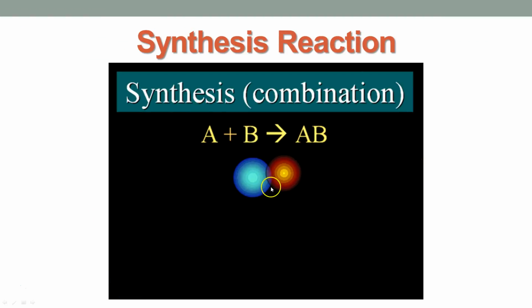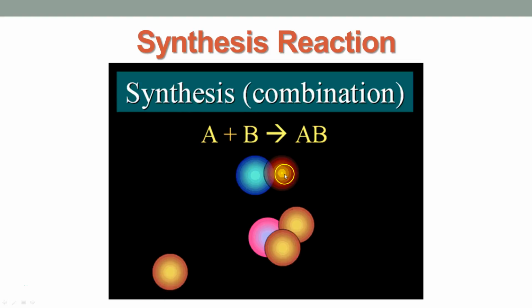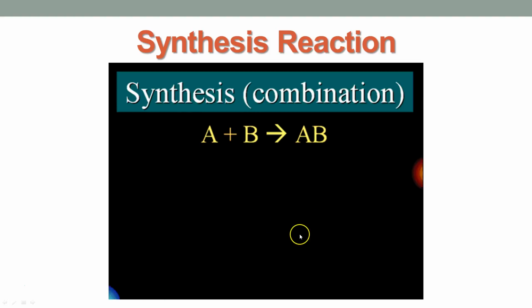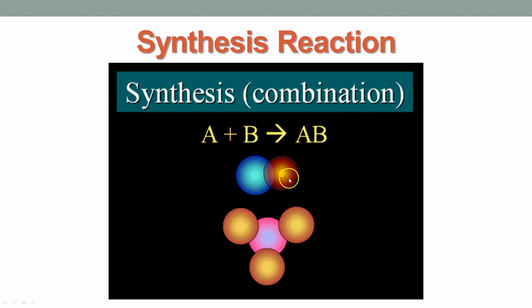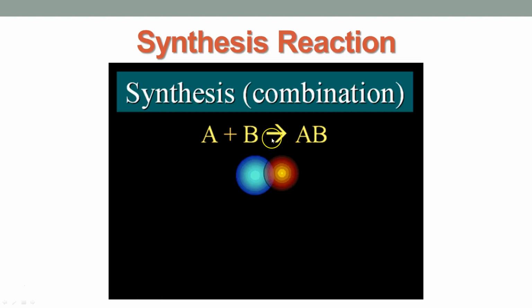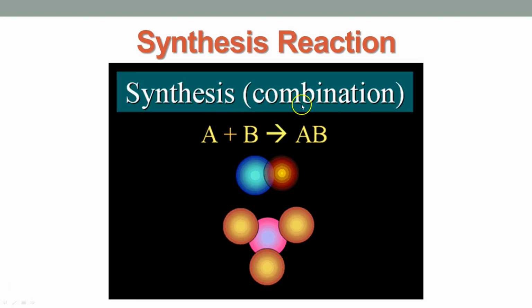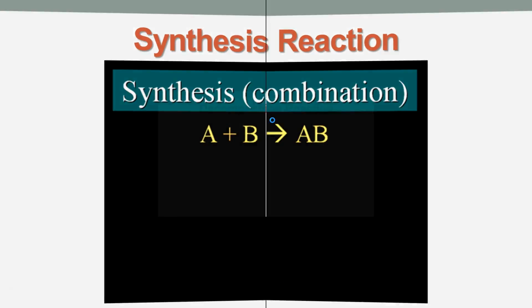So our synthesis reaction right here, we can see we have this blue molecule and the orange one coming together. Here I have the pink one and three orange ones coming together. So this is synthesis. It's A plus B making AB, or in this case, A plus B plus C making ABC. But either way, we are looking at all these combining.